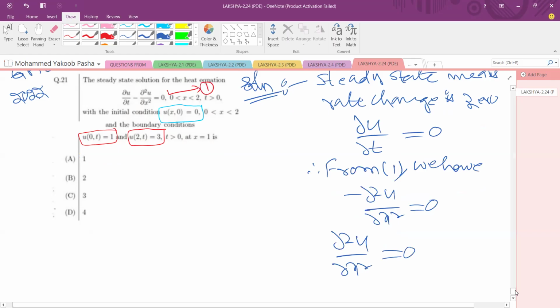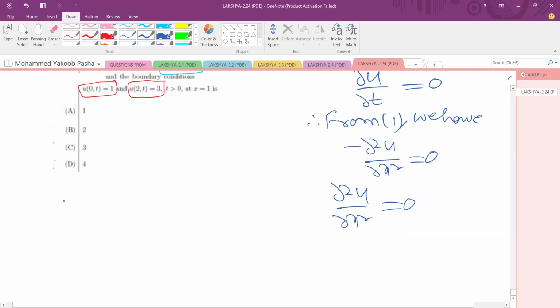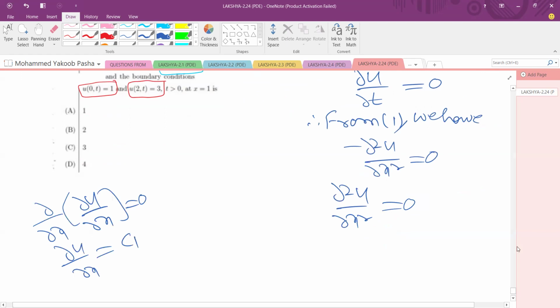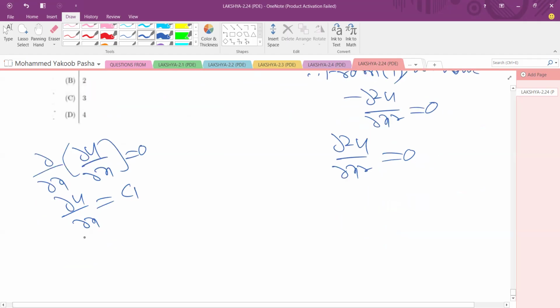Second derivative is 0. So, first one time differentiation is 0, that is dou u by dou x is equal to 0. So dou u by dou x, one time integration gives some constant. Next, dou u is equal to c1 into dou x. Integrating again, we get c1x plus c2.